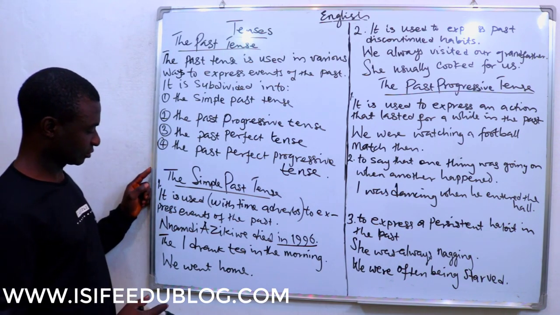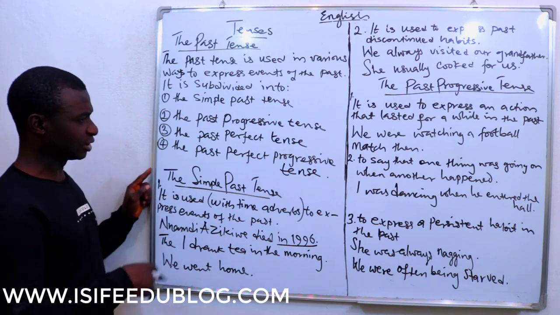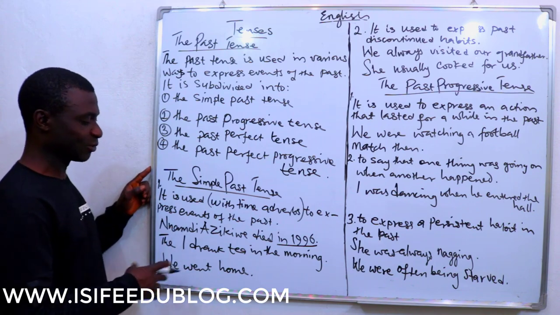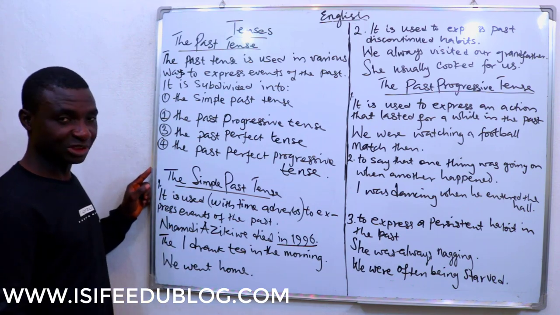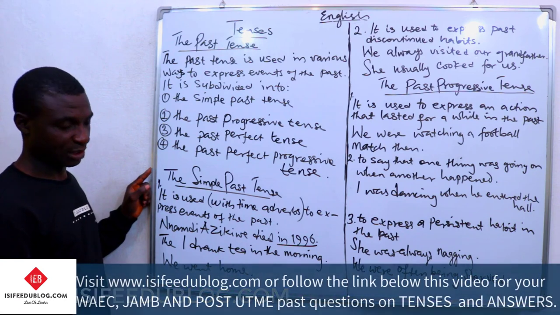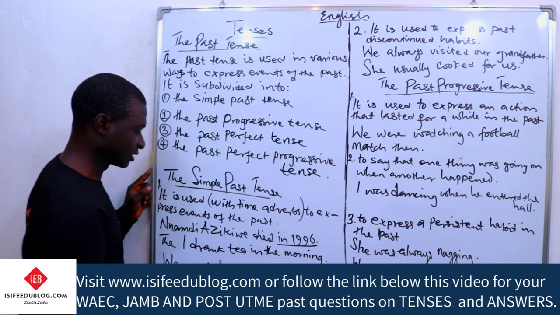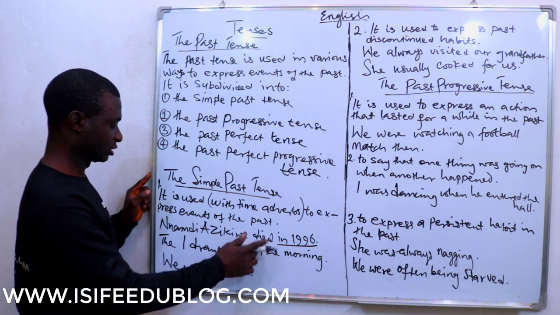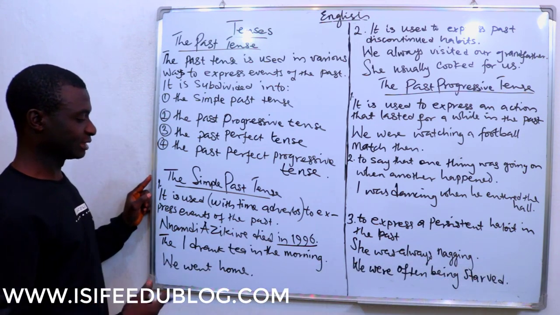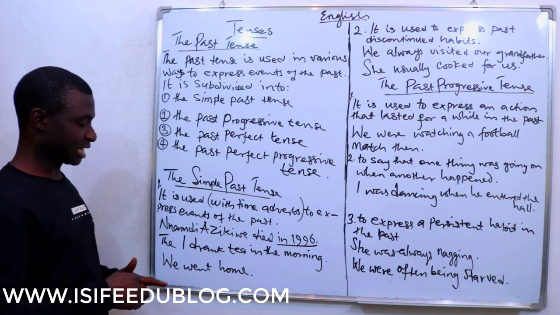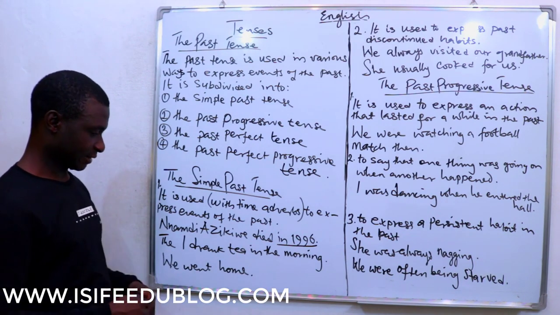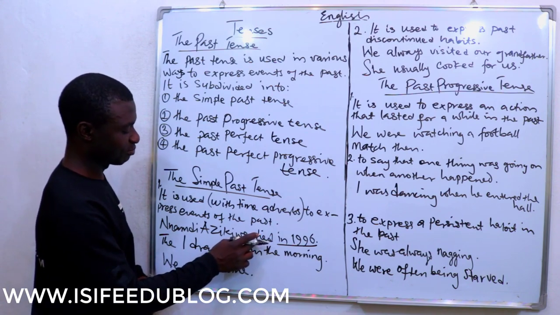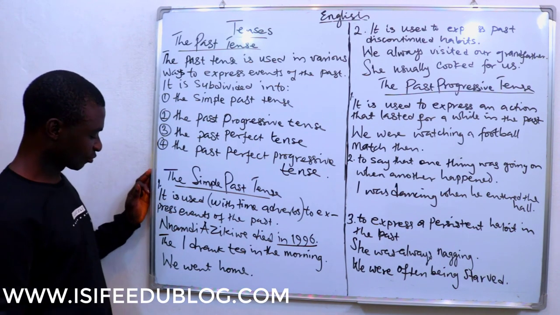Now, when we talked about the present tenses, we used the example, Nnamdi Azikiwe has died. There was no need for time in that expression. Alright? But when there is the need for time, we have to remove that has. So it returned to Nnamdi Azikiwe died in 1996. Died is the simple past tense.